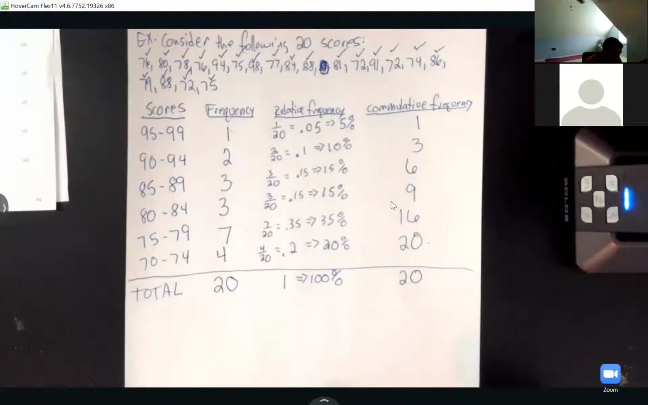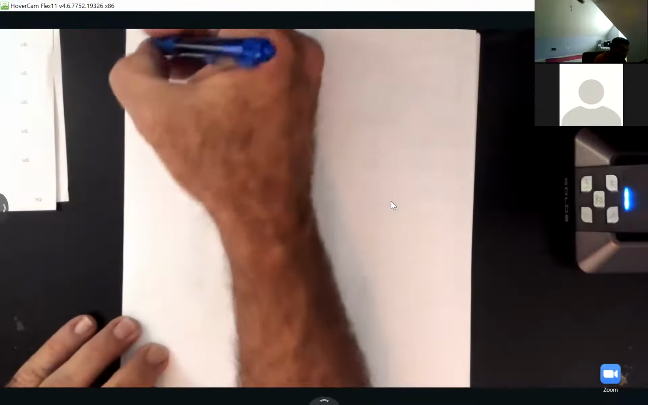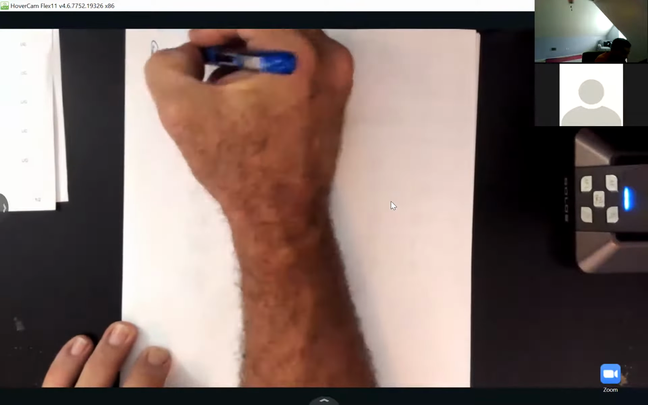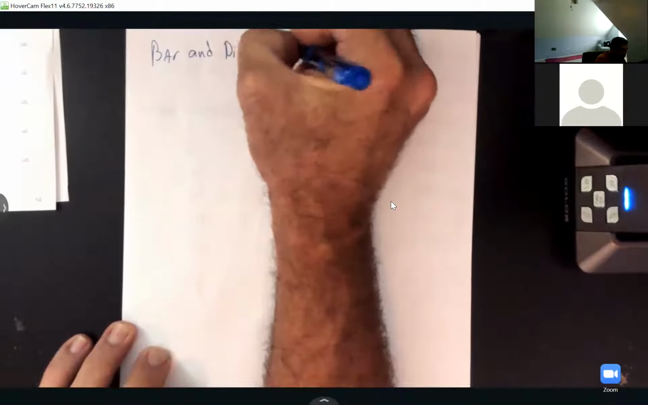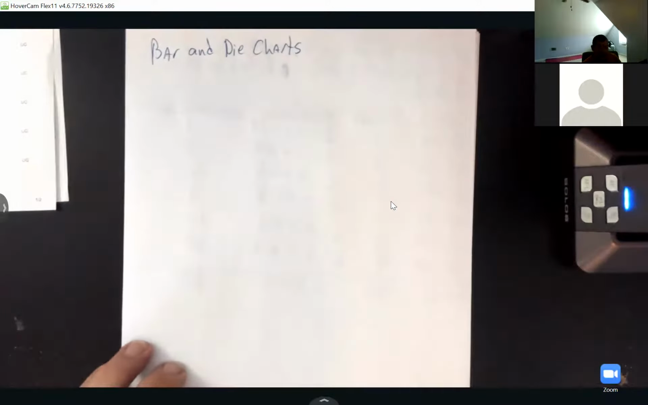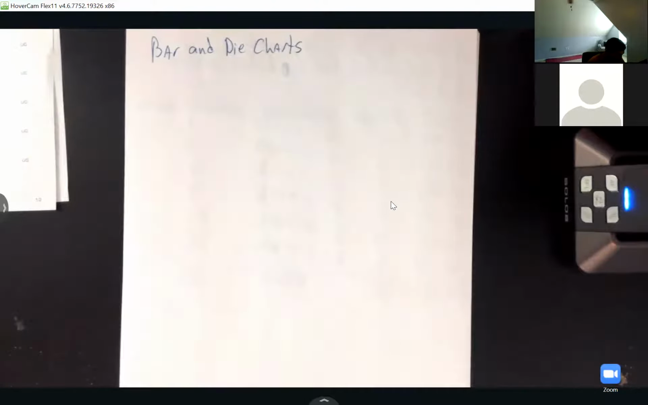All right, y'all, so let's go to the next one. I'm gonna do charts. So this is bar and pie charts. So the frequency was the major thing we're looking at as far as math. The rest of this is just going over different kinds of charts and graphs.